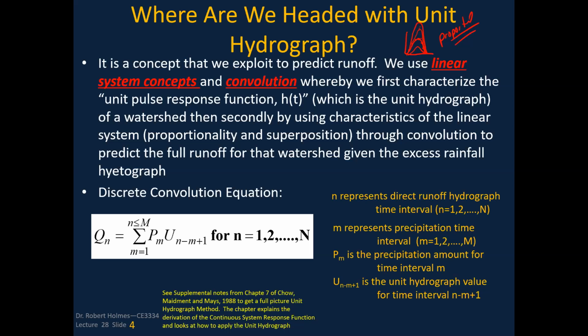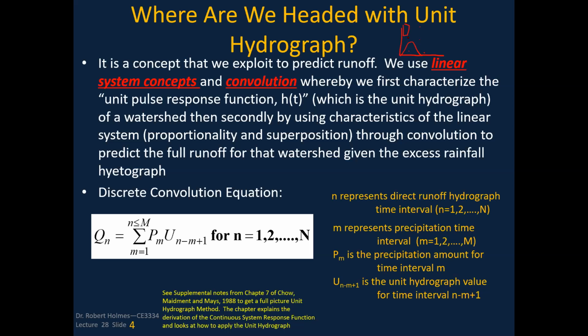Now, we also have the concept of superposition, which is a linear system concept. Let's back up here. Let's erase this. Superposition says, okay, if I've got half an inch of rain and I multiply it by my unit hydrograph, for that half inch of rain my hydrograph response would look like that. Let's say that this is a 1 hour unit hydrograph. If I multiply a half inch of excess precipitation times every ordinate in the unit hydrograph, I get a half inch response for that first increment, 1 hour of half inch of rain.